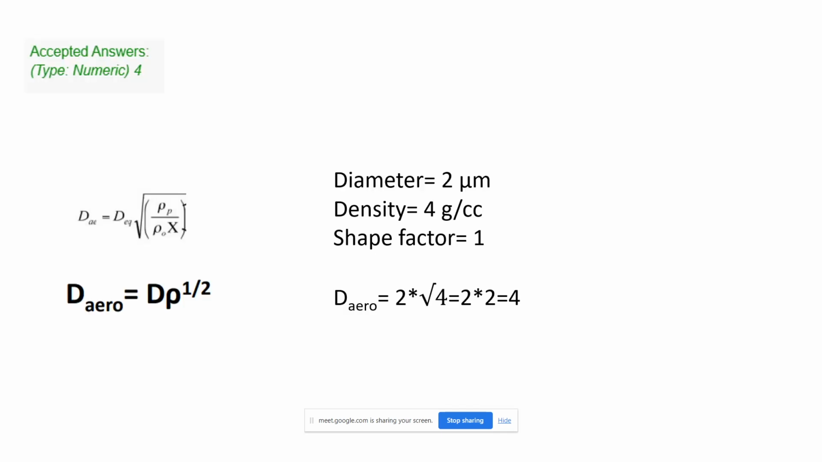So here shape factor is 1, and you can already simplify the equation to: aerodynamic diameter equals diameter equivalent into under root density. Diameter is given as 2 micron and density is 4 gram per centimeter cube. So we have to take a root over density, that is under root 4. So the aerodynamic diameter would be 2 into 2 equals 4. So the answer is 4 micron.